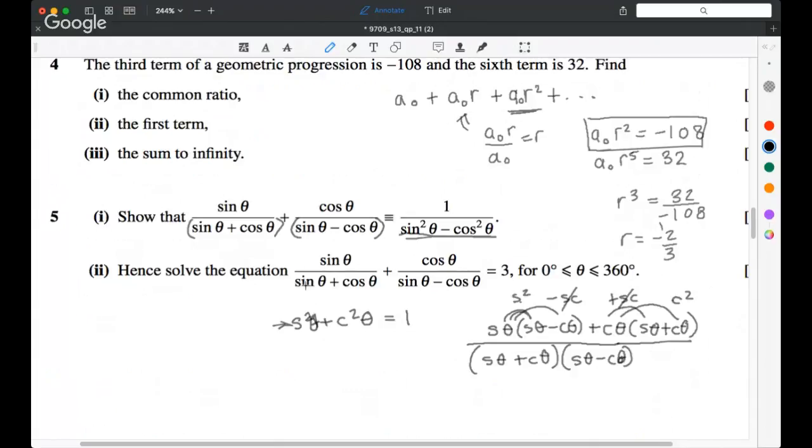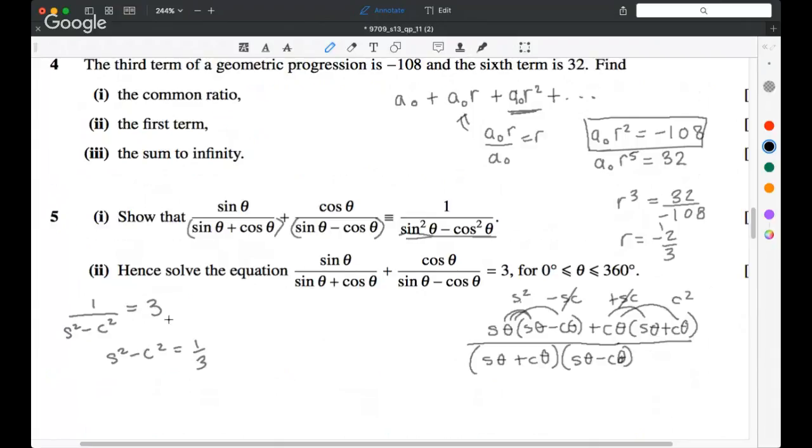So in the second part, they're asking you to apply this. They've given you that this whole business is equal to 3. So therefore, of course, this whole business is equal to 3. So we solve 1 over sine squared minus cosine squared is equal to 3. So sine squared minus cosine squared is equal to 1/3.